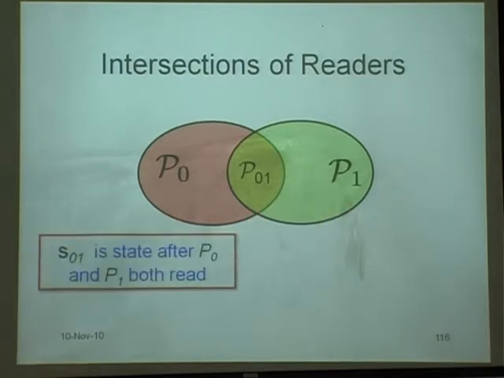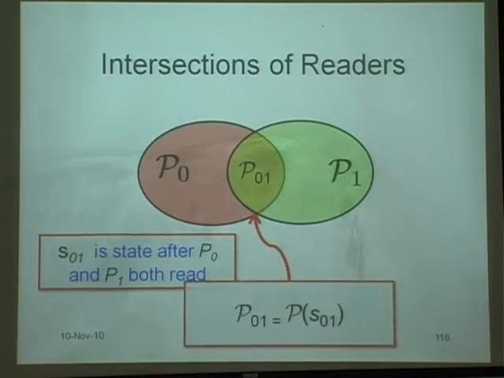So we'll say that S0 and S1 is the state after both of these read, and because they're reading, you can't tell which one went first. And so the claim is that the reachable complex here is: you go to state S01 by letting them read in either order, it's equivalent, and sort of stopping there and looking at the reachable complex from that state.